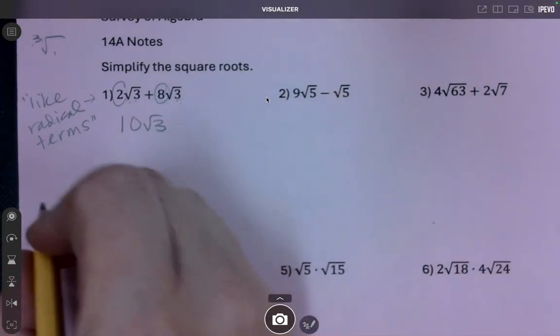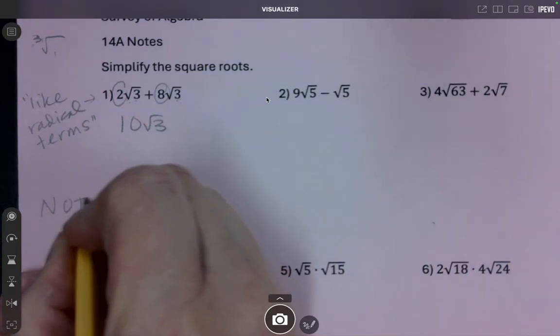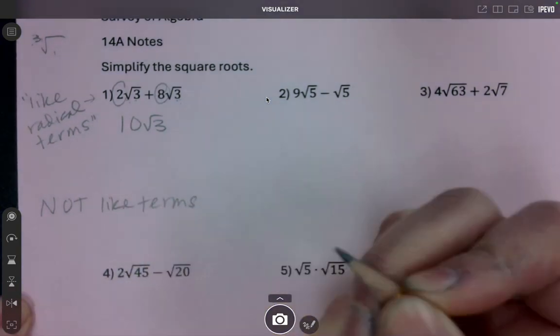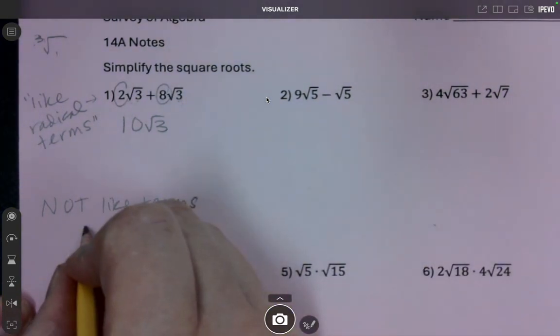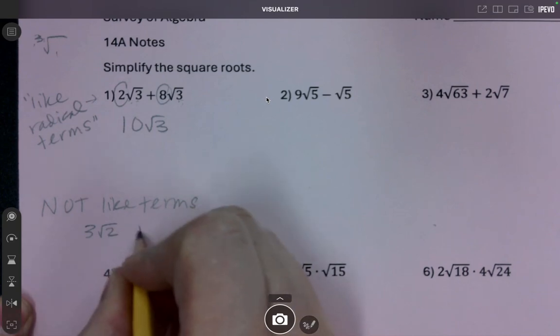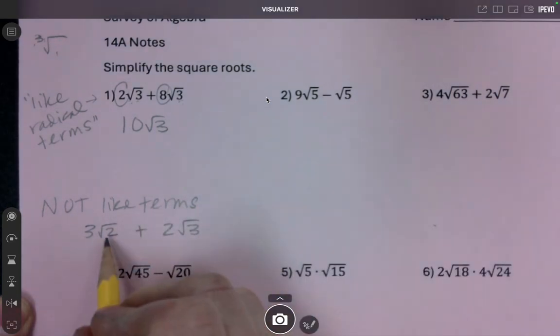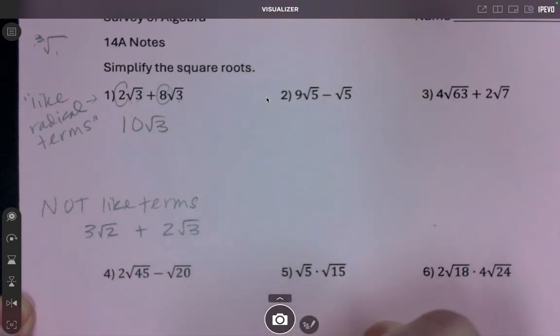So thinking about things that are not like terms, I want to just give you a non-example. Some people learn better that way. So if I had 3 square roots of 2 and I was adding 2 square roots of 3, those would not be like terms. They have different numbers inside the square root symbol.